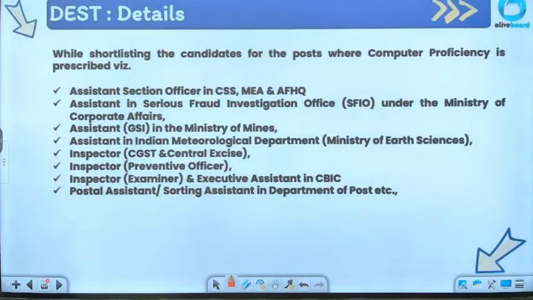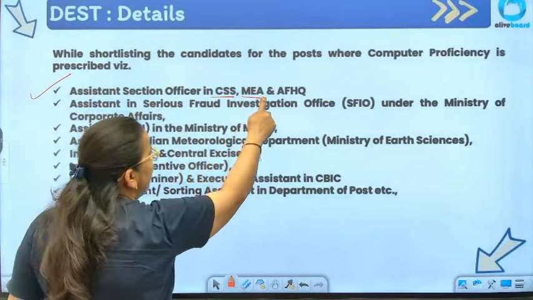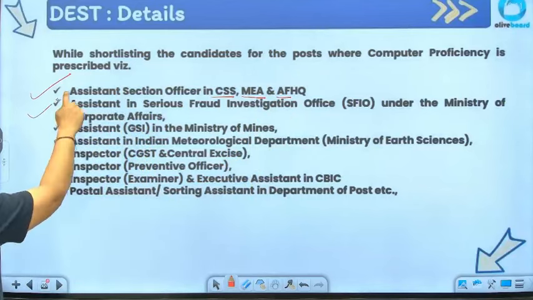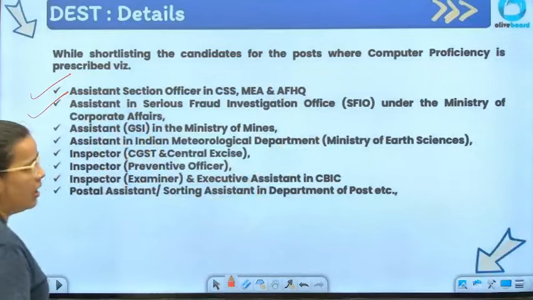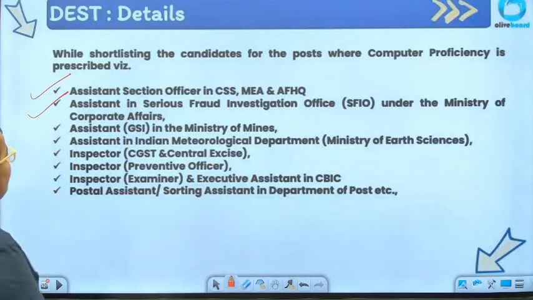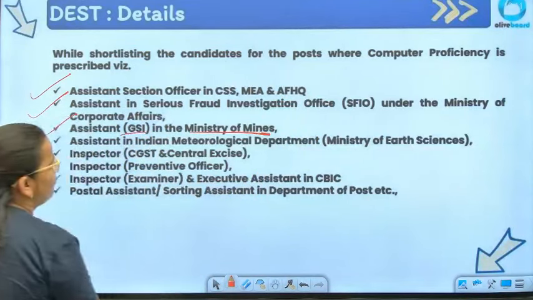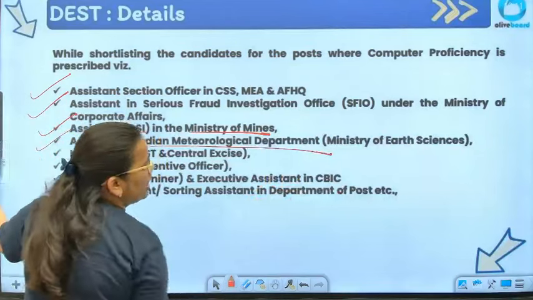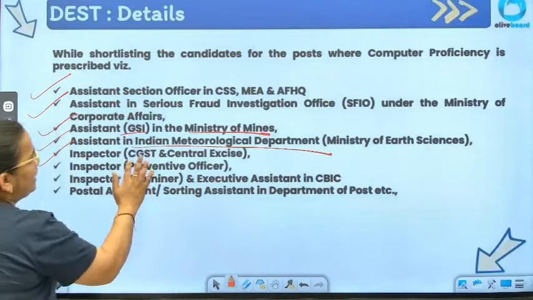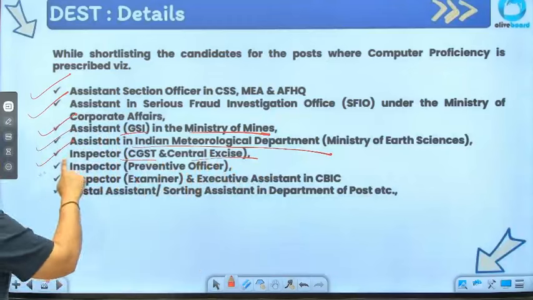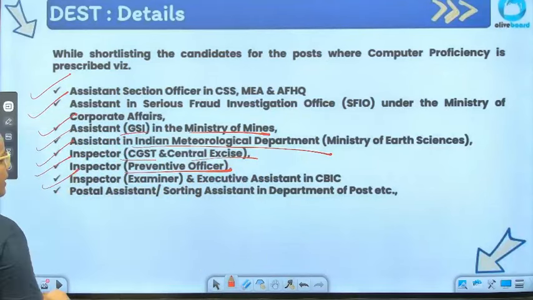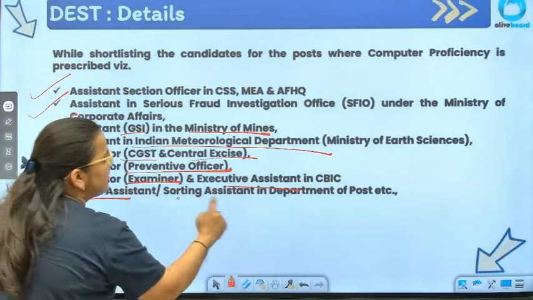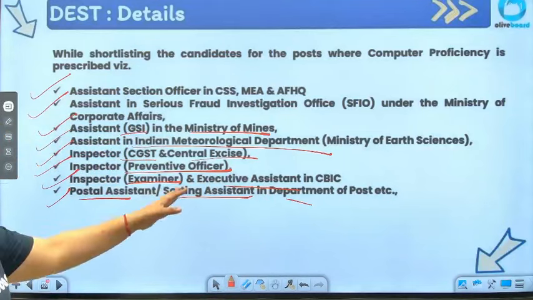Now, while shortlisting candidates for the posts where computer proficiency is prescribed: assistant section officer in CSS, MEA and AFHQ, assistant in Serious Fraud Investigation Office under the Ministry of Corporate Affairs, assistant in GSI in the Ministry of Mines, assistant in Indian Meteorological Department, Ministry of Earth Sciences, inspector CGST and Central Excise, inspector preventive officer, inspector examiner, executive assistant in CBIC, and postal assistant, sorting assistant in Department of Post.